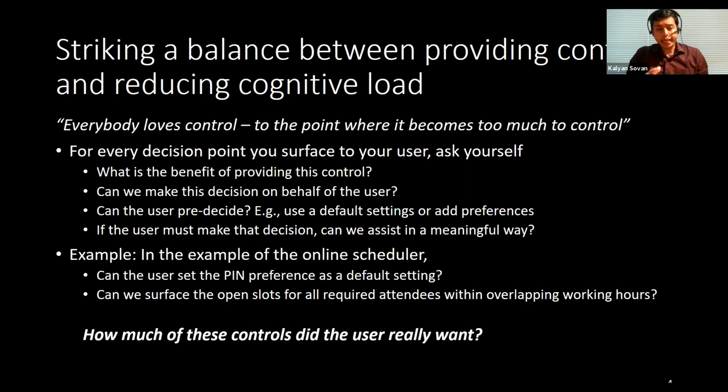And then, can we make this decision on behalf of the user? Do we have the right kind of data? Can we capture some of the data up front? Can the user pre-decide, use some default settings or add some preferences where they're able to tell the system, hey, this is how I want it to behave upfront, so that unless told otherwise, the user does not have to provide the same inputs over and over again.